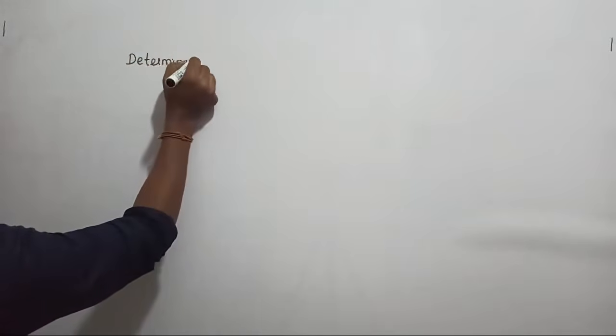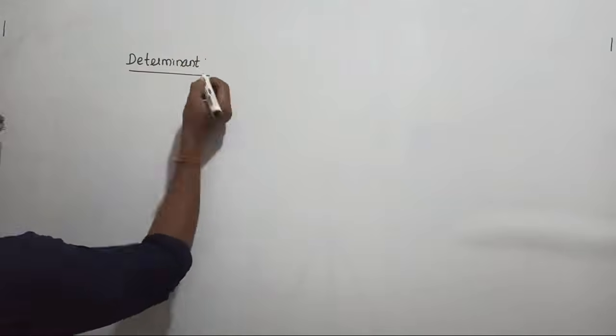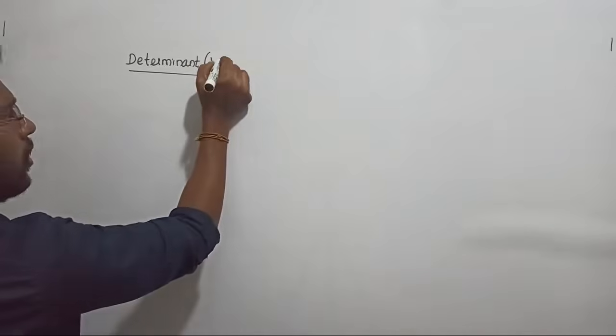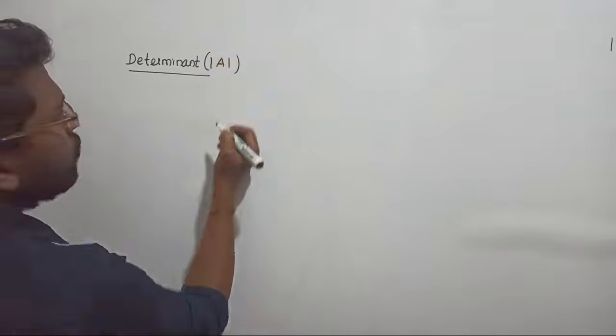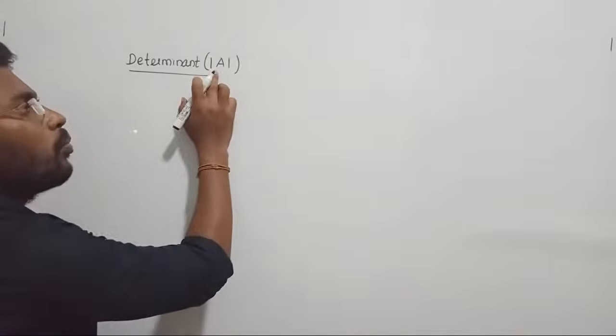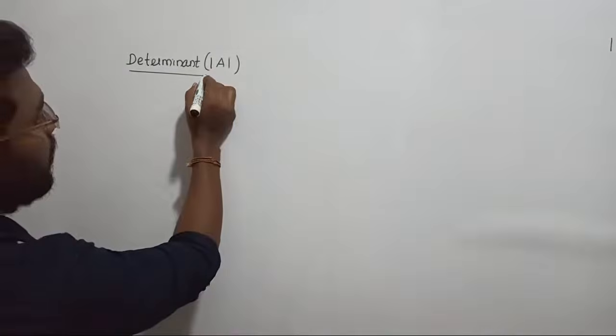So next we are going to talk about the determinant of the matrix. That can be simply defined as follows: determinant will be represented by modulus A. Anyway, I am going to use the standard reference A only. A denotes the matrix, and we are going to take the mod of it. That is simply called the determinant.